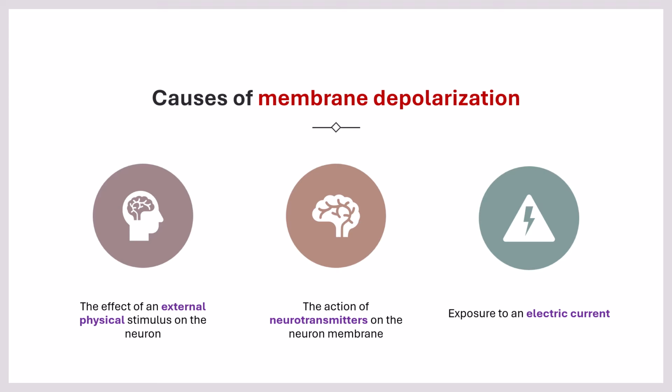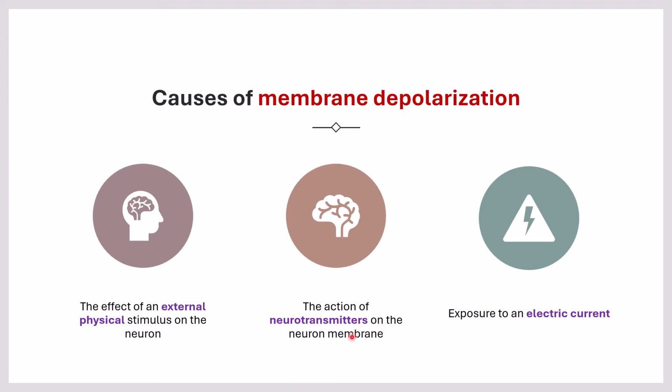So let's see what can cause a membrane depolarization. We can also make another metaphor, and think of a neuron like a quiet student in a class. So something has to get their attention to make them start working, right? So here are three things that can get a neuron's attention. A physical poke or change, like touch. So the effects of an external physical stimulus on the neuron can make the neuron fire.